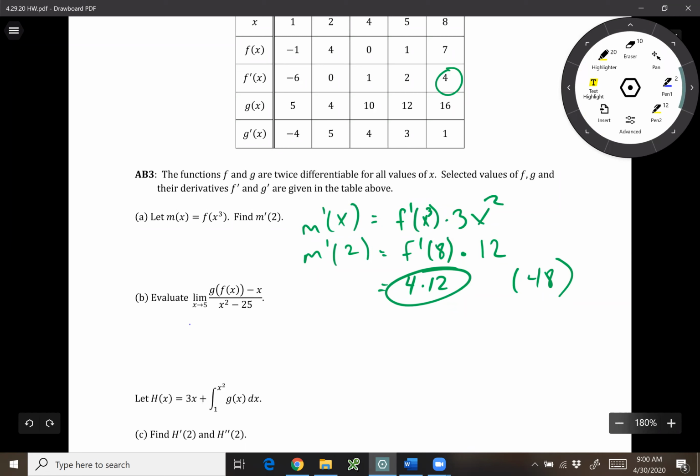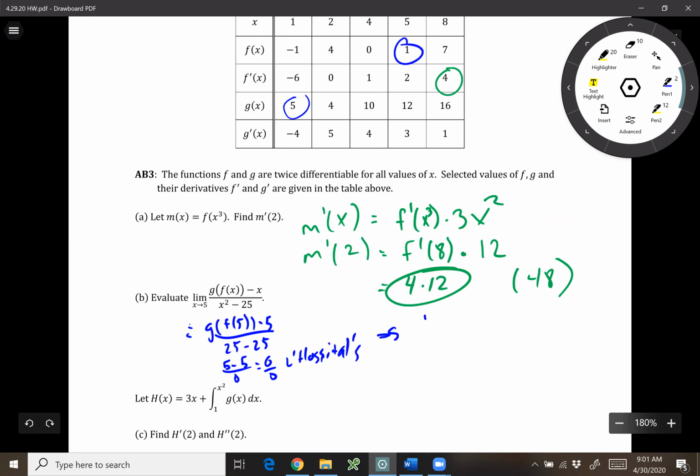So this becomes, when we plug it in, g of f of 5 minus 5 over 25 minus 25. Then f of 5 was 1. G of 1 is 5. So we get 5 minus 5 over 0. So we get 0 over 0. So that means we can do L'Hopital's. So it's best to just kind of show that.